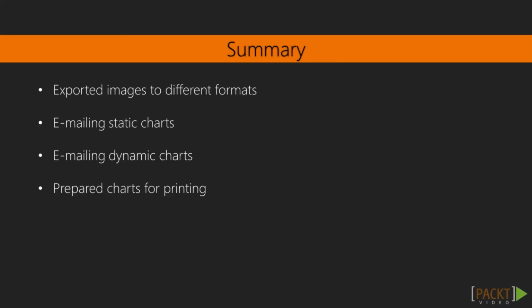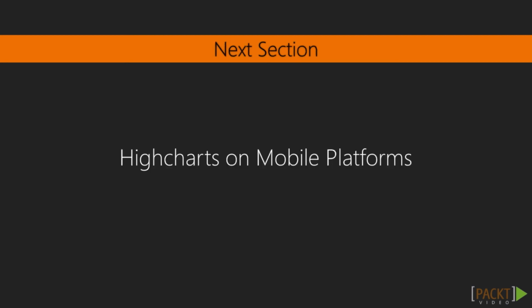In this section, we have focused on how we can prepare Highcharts for sharing on the web. We have created a local image exporting service for exporting charts in different formats. We learned how we can send an exported chart as an image as an email attachment. Later, we looked at how charts can be sent with dynamic URL parameters. And finally, we added a custom printing function to our chart. In the next section, we'll examine how to deploy Highcharts into mobile platforms with a web mobile framework. See you there.